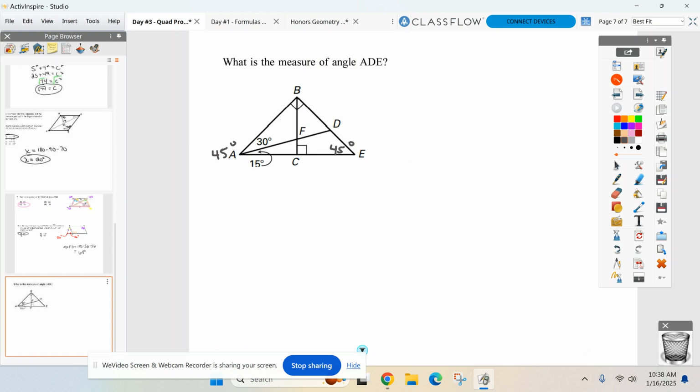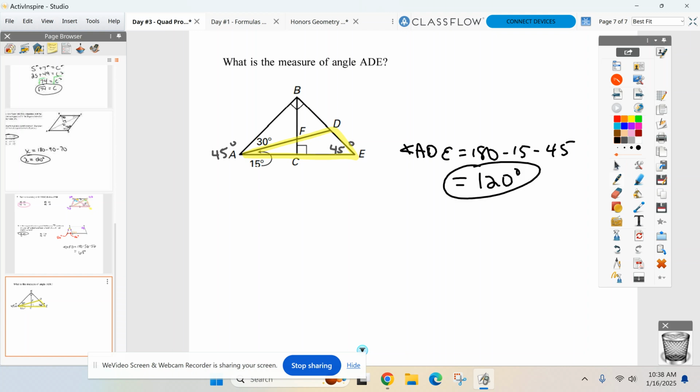Zach? I think we can find ADE right now. 120. Why? Because 180 minus 15 minus 45. Everyone see the triangle I'm looking at there? How many angles do we already know? 2, 15 and 45. So now we can say angle ADE is equal to 180 minus 15 minus 45. And what did that end up? That's 120 degrees.